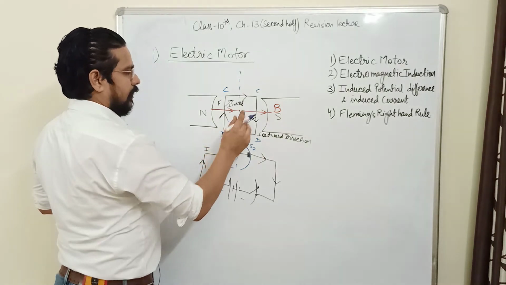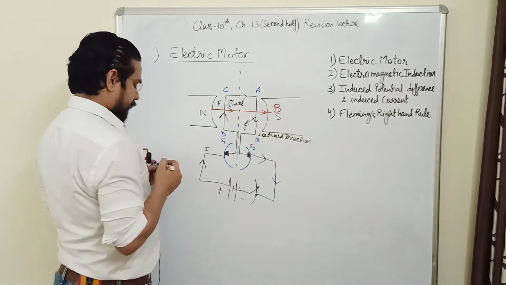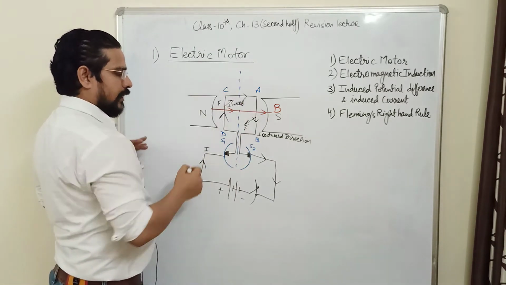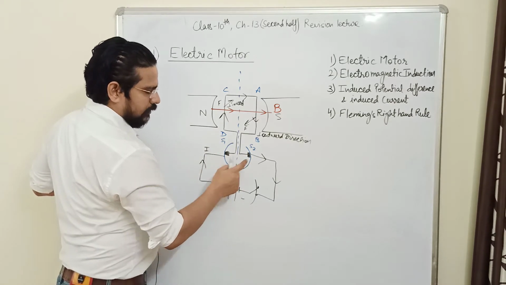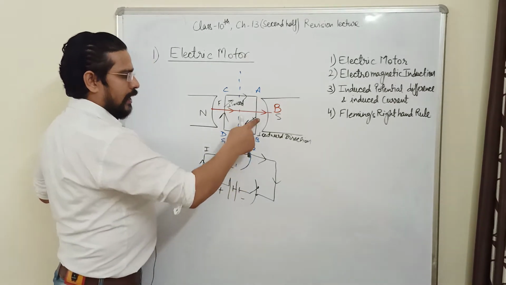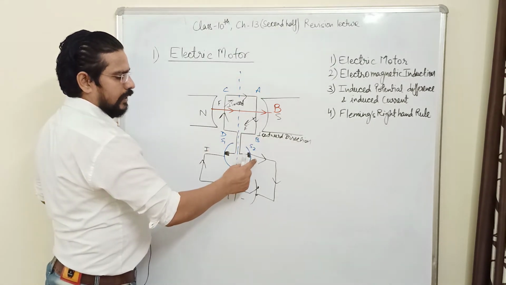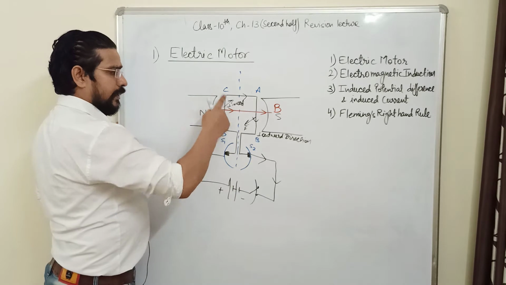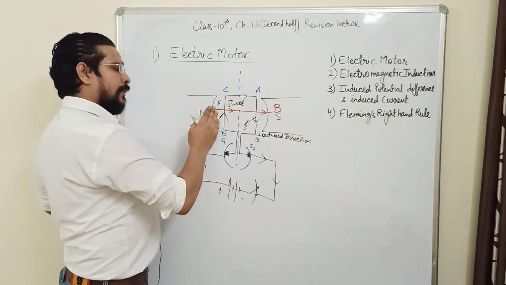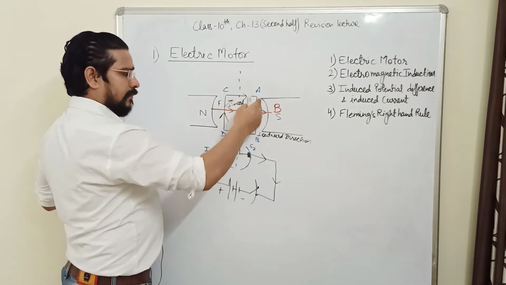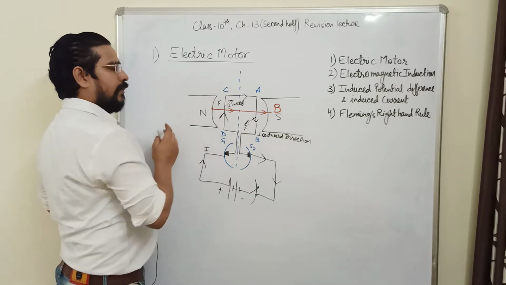Now the CD conductor will come on the left hand side and the AB conductor will go on the right hand side. With the change in position, the CD conductor will now come in contact with S1, earlier it was in contact with S2, and the AB conductor, which earlier was in contact with S1, will now come in contact with S2. The direction of current will be changed now. When the CD conductor was on the right hand side, current was in downward direction, but now that it is on the left hand side, current is in upward direction.